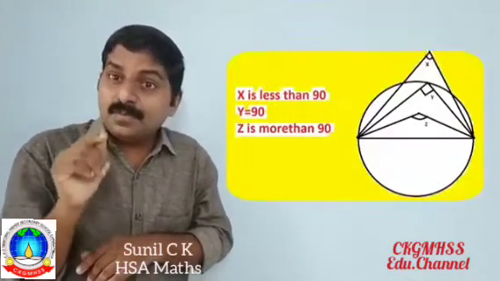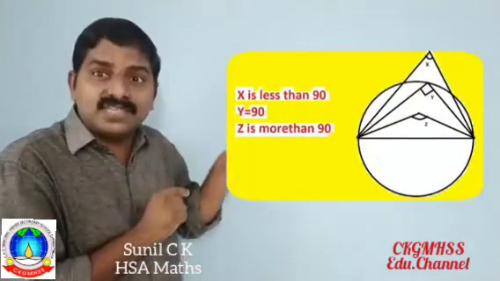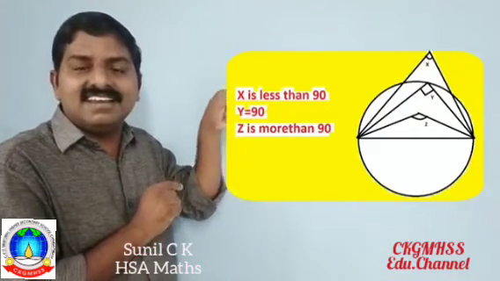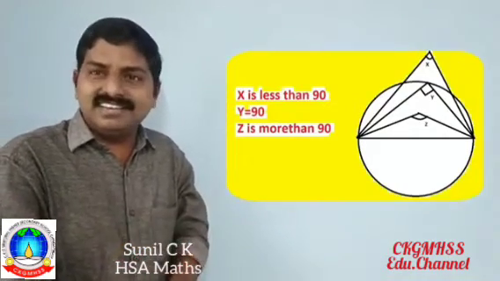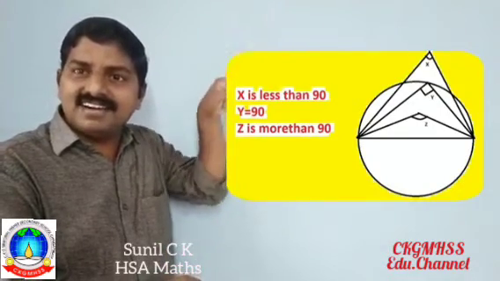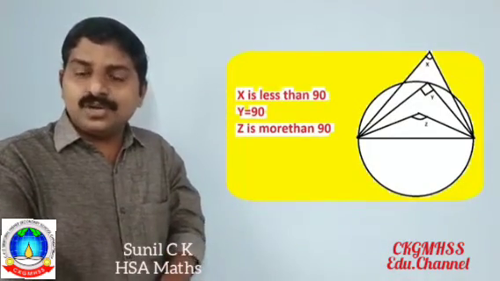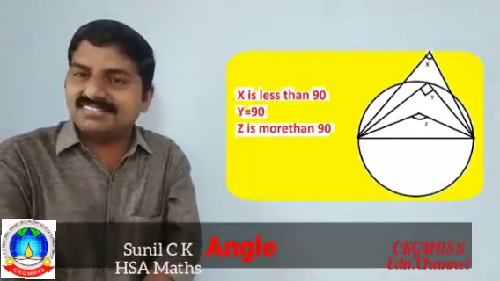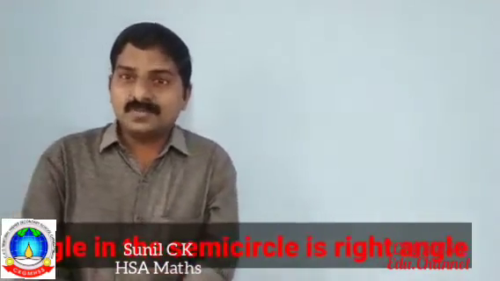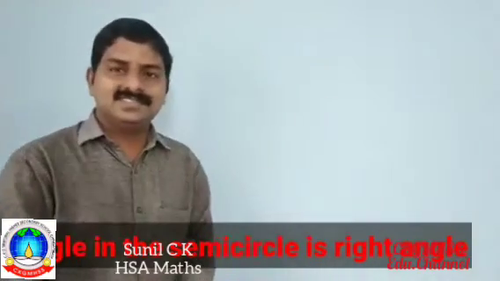Okay, then if we join the end points of the diameter of a semicircle to a point on the circle, then the angle is equal to 90 degrees. To a point outside the circle, then the angle is less than 90. To a point inside the circle, then the angle is more than 90. That is the first point of our chapter.